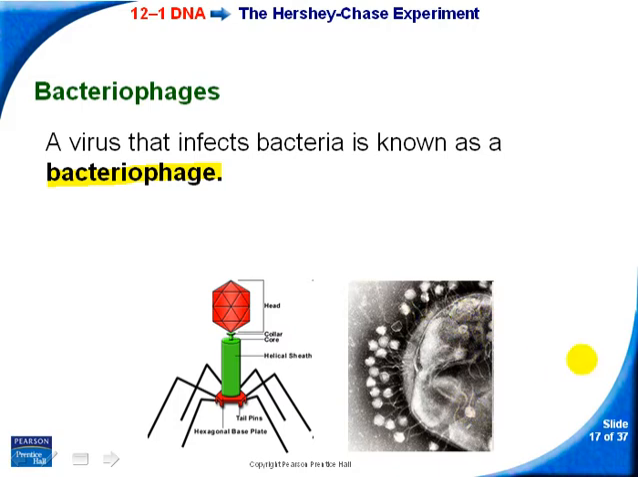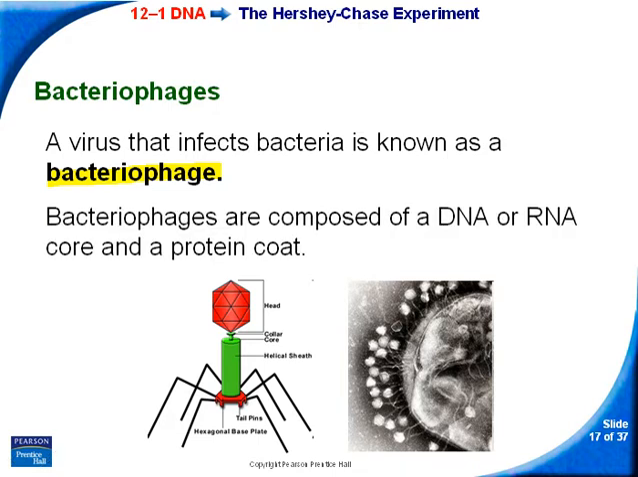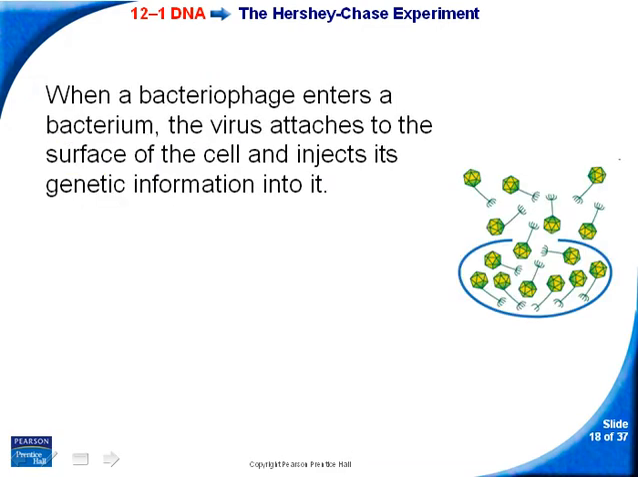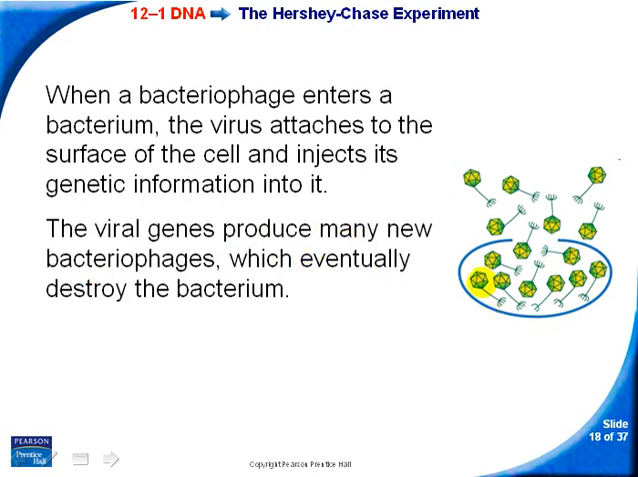And these viruses are injecting something into the cell. So bacteriophages are composed of two things: DNA or RNA, and a protein coat. The DNA and RNA are found in the head of the bacteriophage, and the rest of the bacteriophage is protein. So when the bacteriophage enters a bacterium, the virus attaches to the cell and injects its genetic information, and then the viral genes produce new bacteriophages, which eventually destroy the bacterium.